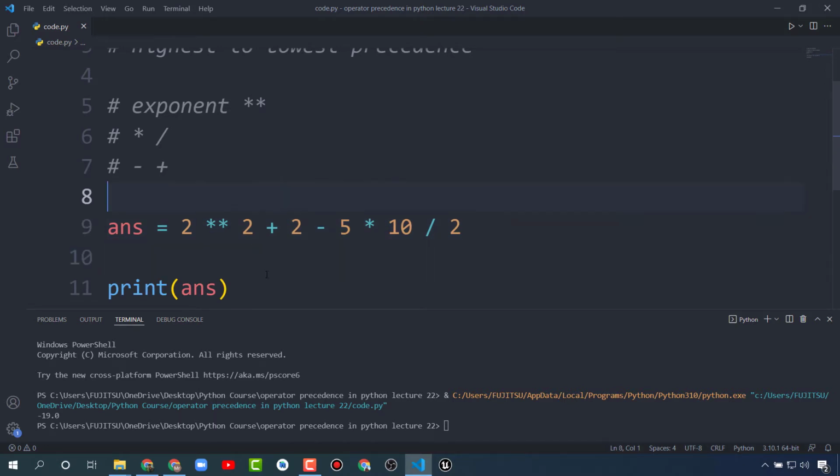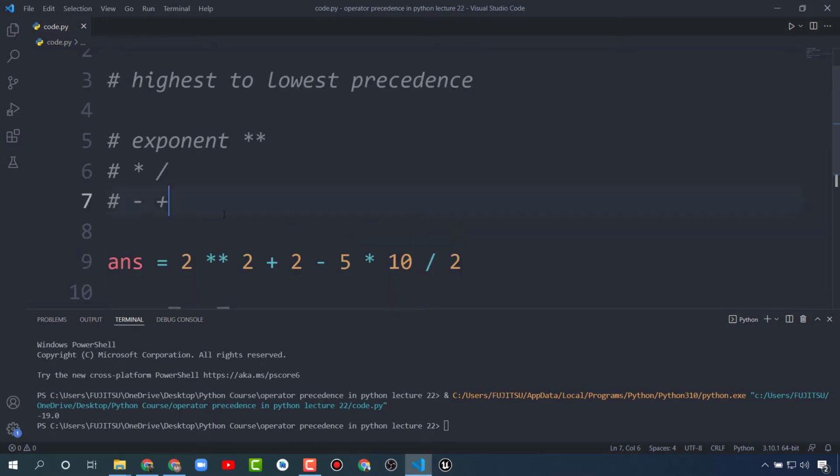So the highest precedence is to the exponent, and then multiplication and division, and the last is subtraction and addition.